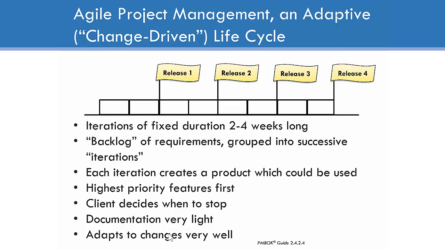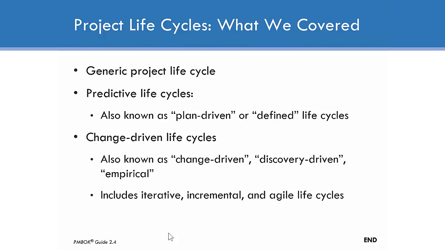So it's very adaptable to change in the requirements or change in the environment. It allows the customer to decide when they want to stop. Maybe the customer, after they get release 3, might say, hey, I like this product. I don't think I need release 4. Thank you very much. The documentation is very light, much lighter than in predictive lifecycle. And as I say, it adapts to changes very well. You can refer to the PMBOK guide for a brief discussion of predictive versus the change-driven life cycles. So this was our discussion of a generic project life cycle, the predictive life cycles, and the change-driven life cycles.